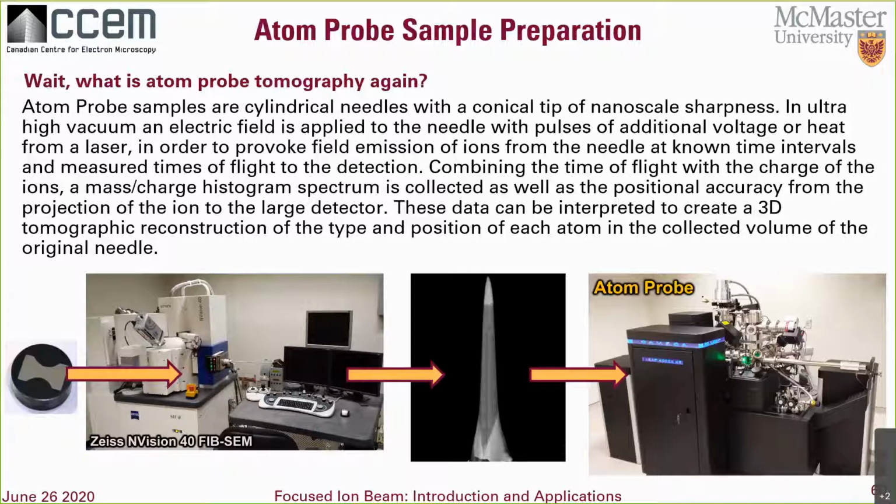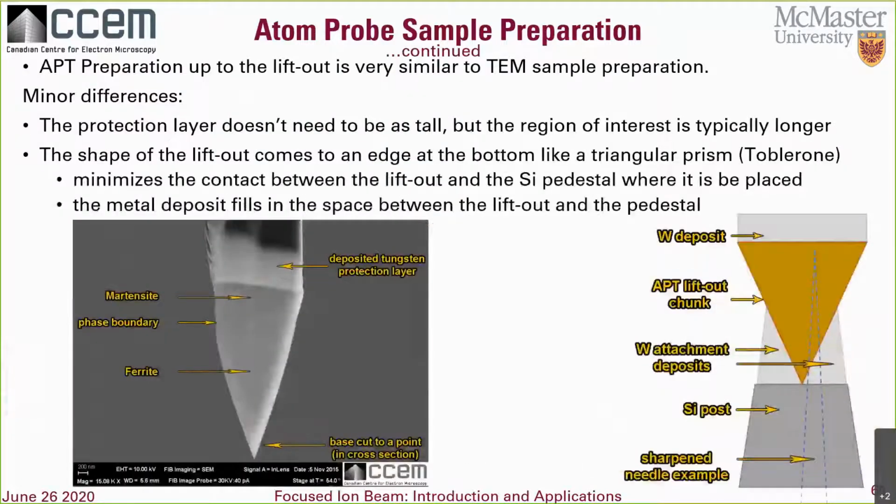And if that explanation was too dense, you can watch Brian's webinar, but all you need to know right now is that we use FIB to make the needles and give them that nanoscale sharpness. I'll describe the steps. The steps up to the lift-out are very similar to TEM sample preparation with a few minor differences. The protection layer doesn't need to be anywhere near as tall because most of the time you want to remove it entirely right at the end.